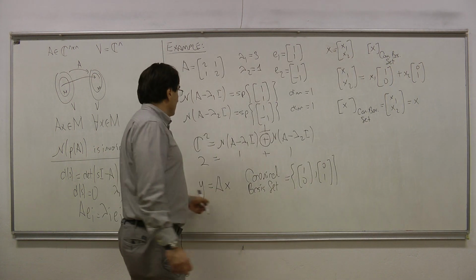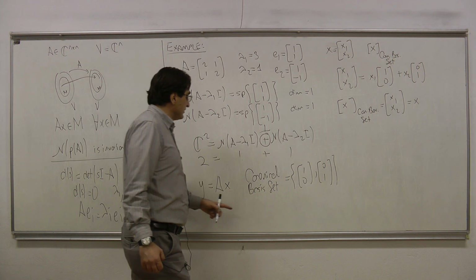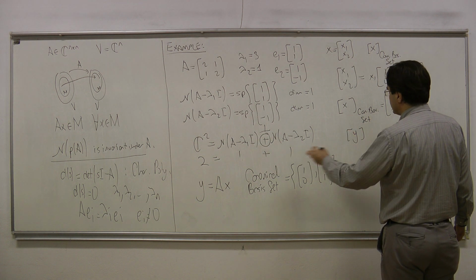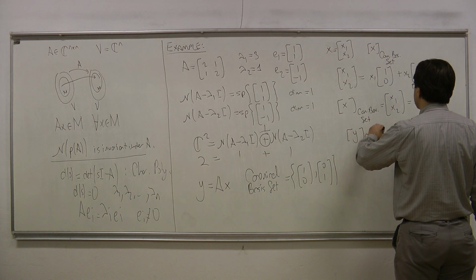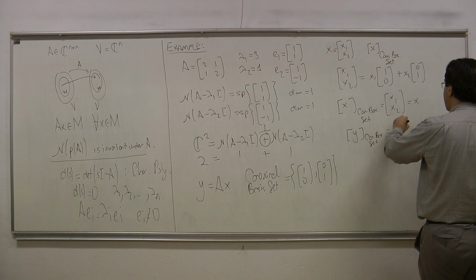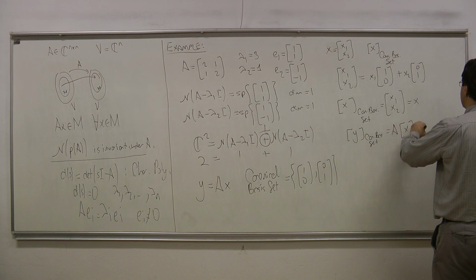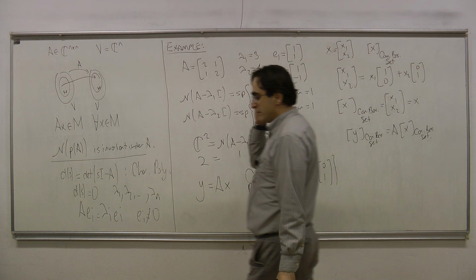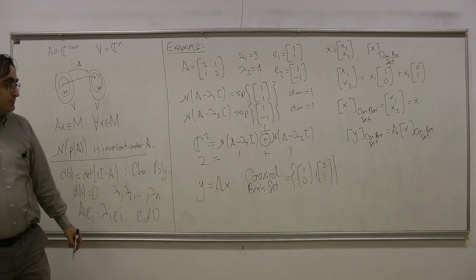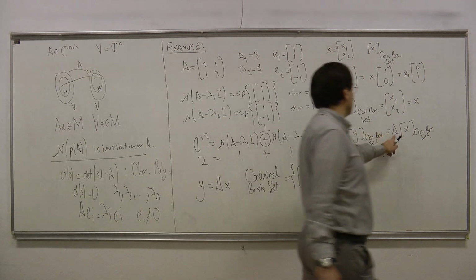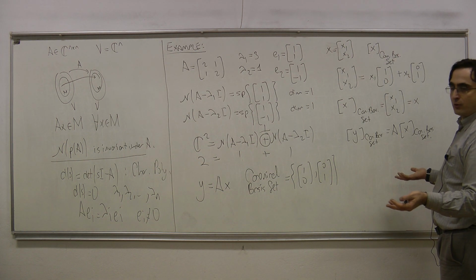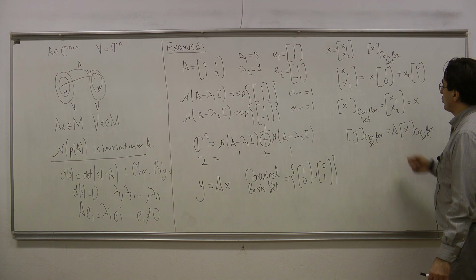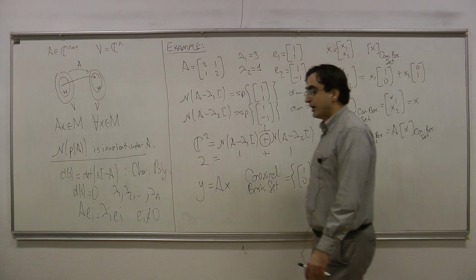Okay? So when you have an equation like this, you can interpret it like this. Y with respect to the canonical basis set is equal to A times x with respect to the canonical basis set. Okay? It's the same interpretation. All right? And then A becomes the matrix representation of a linear transformation, where both in the domain and the codomain we are using the so-called canonical basis set.